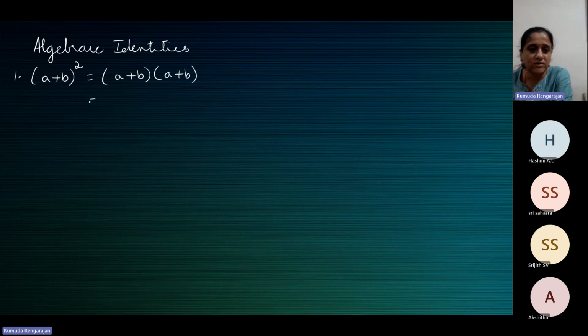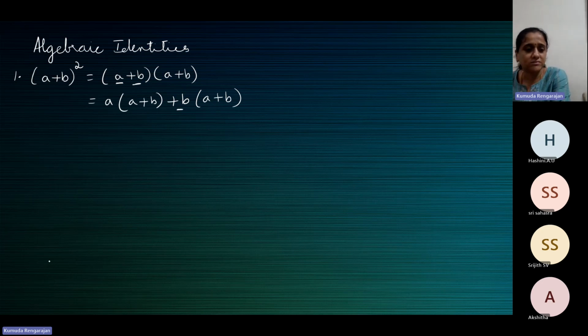Now let's multiply this. So it is the first term A into the second bracket A plus B, plus the second term B into the second bracket A plus B. See, write this. A into the second bracket A plus B plus B into the second bracket A plus B, right?